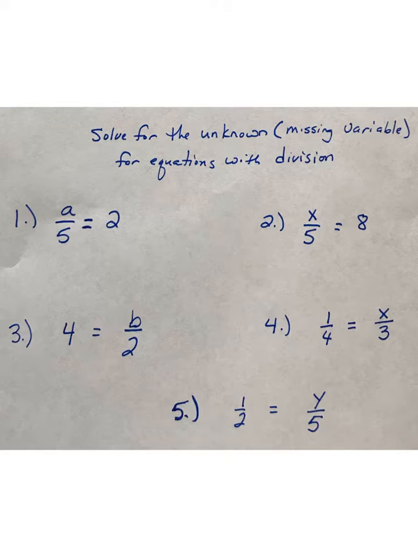We have to do the opposite function to get rid of that divided by 5. So we multiply it by 5. So we're multiplying this side by 5, because 5 on top, 5 on the bottom means 5 divided by 5, which equals 1. And we know that 1a is just the same as a. But if I multiply one side by 5, I have to multiply the other side by 5, and I get a equals 10.